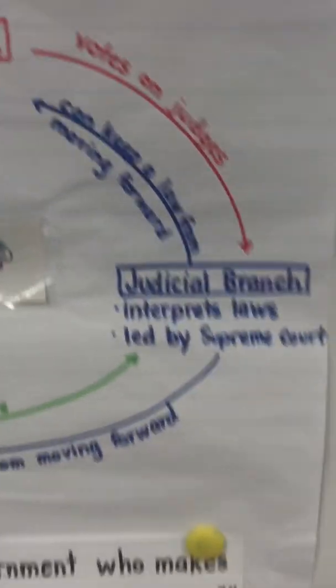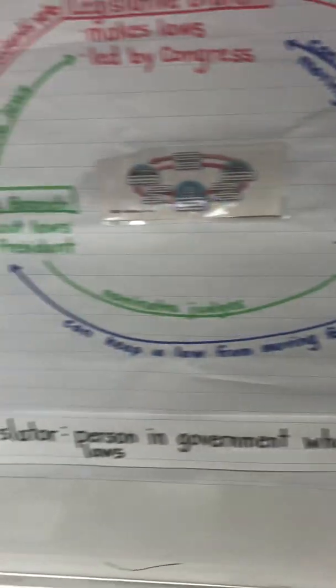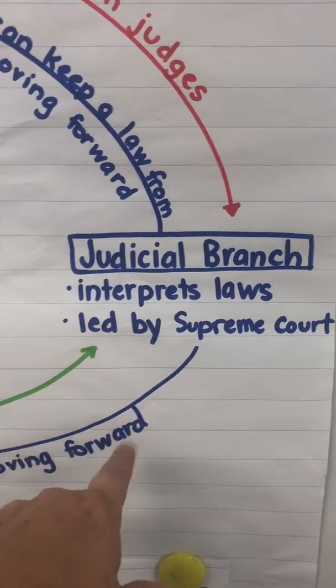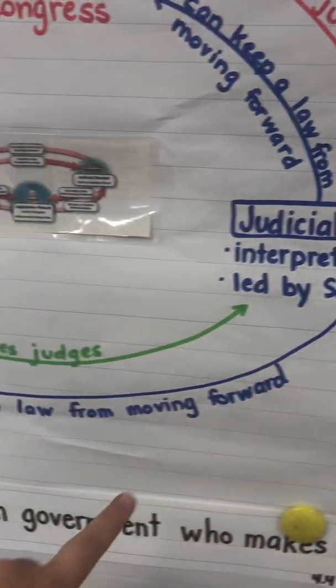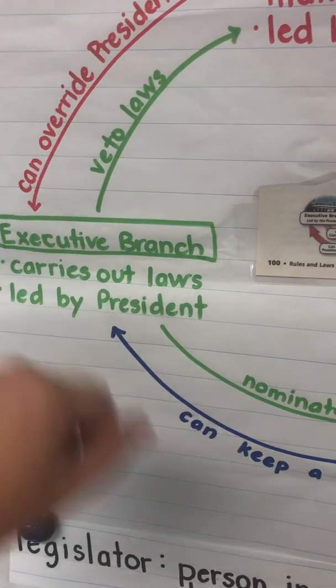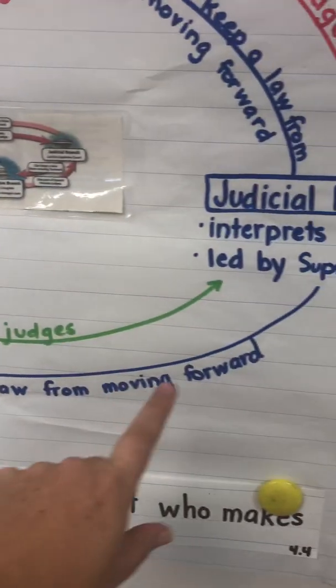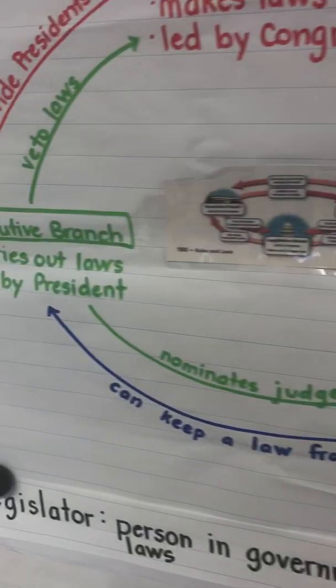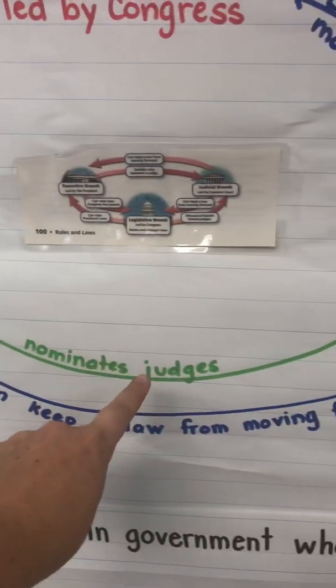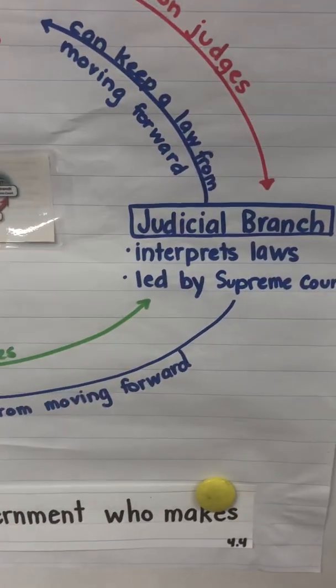Okay? Now let's see how the judicial branch can check or balance the executive branch, okay? If they can keep a law from moving forward, okay, that can go all the way back to the president. The president's the one who has to carry out the laws. They can keep a law from moving forward. But remember, the executive branch is the one who nominates the judges that sit there, okay?